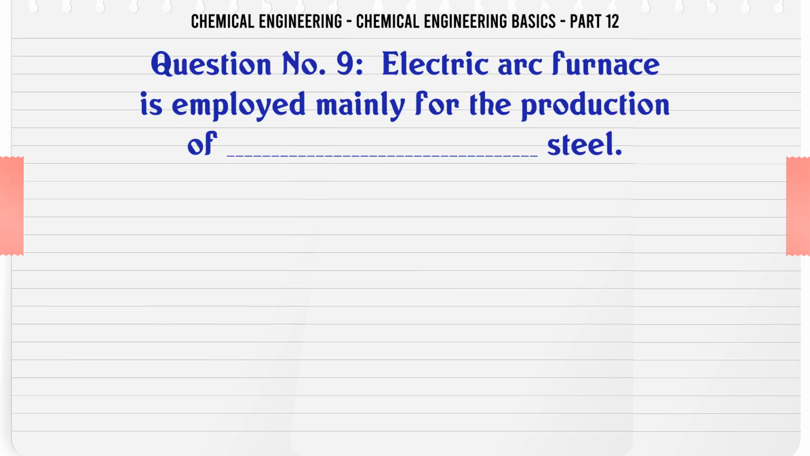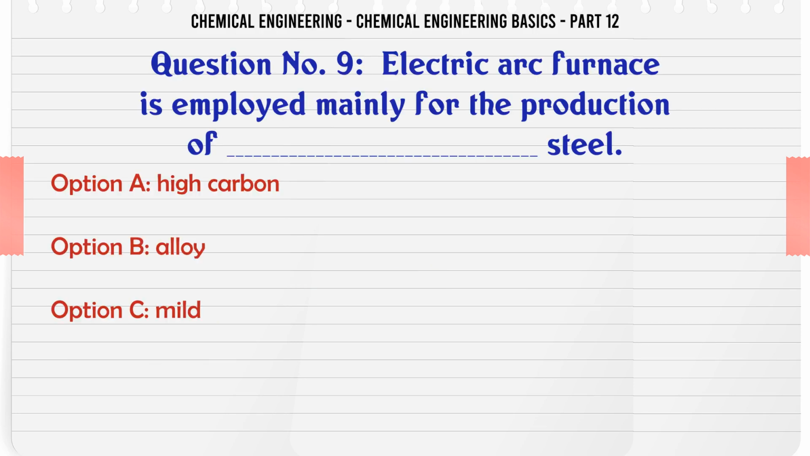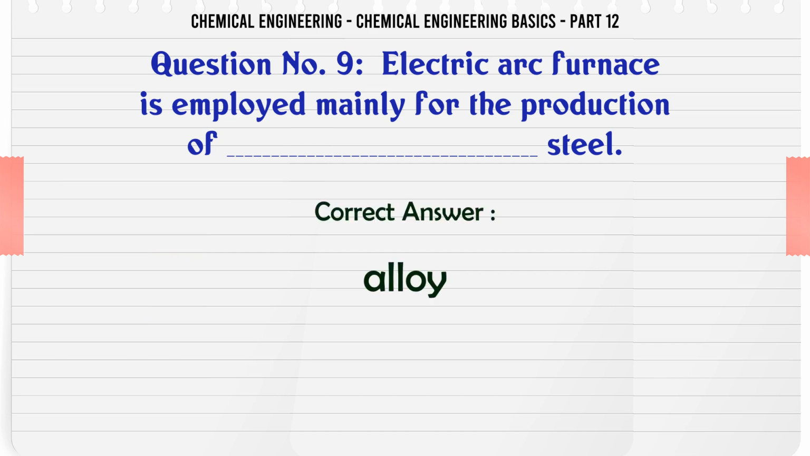Electric arc furnace is employed mainly for the production of steel. A. High carbon. B. Alloy. C. Mild. D. Plain carbon. The correct answer is alloy.